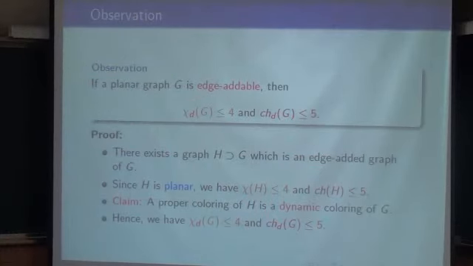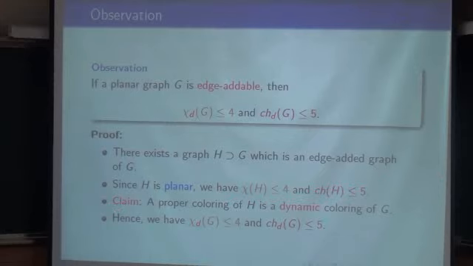If a planar graph G is edge-addable, then the dynamic chromatic number is at most 4 and the dynamic choice number is at most 5. Let's prove that. Since G is an edge-addable graph, there exists a supergraph H, which is an edge-added graph of G. And since H is planar, we know that the chromatic number of H is at most 4, and the choice number of H is at most 5.